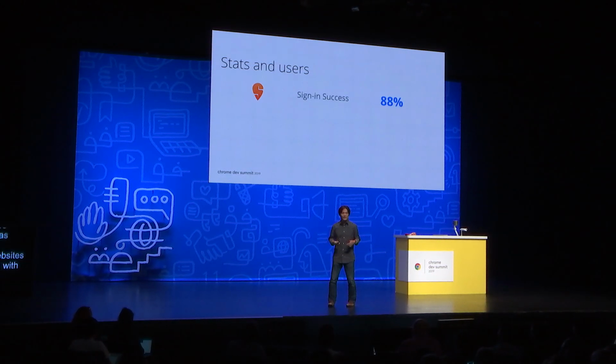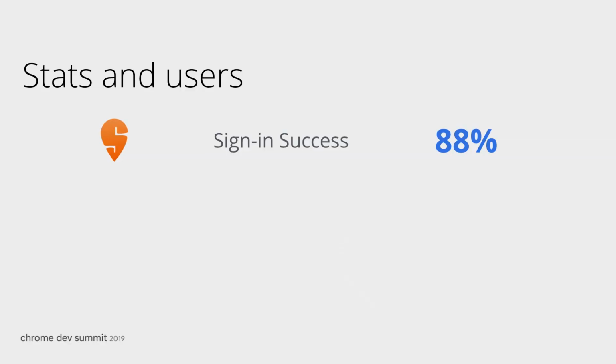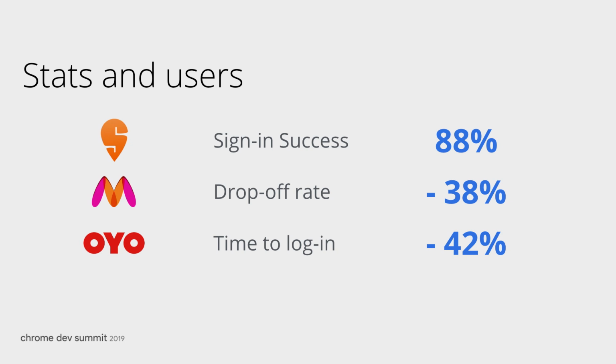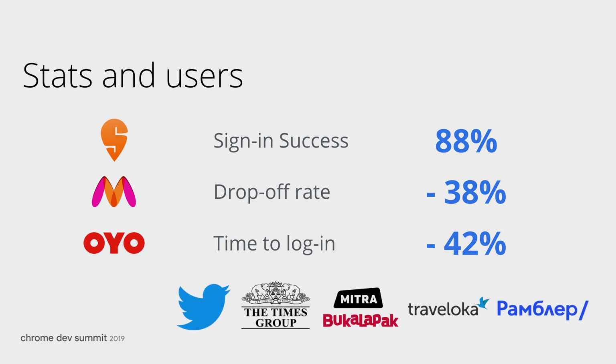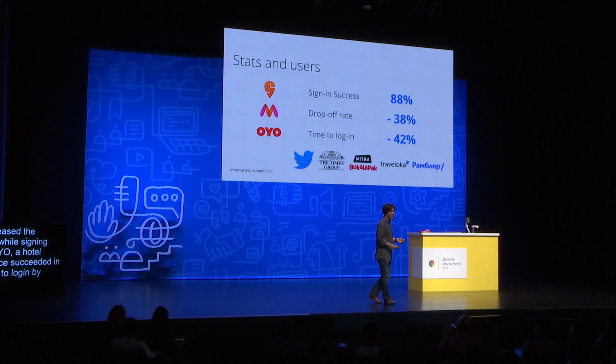Swiggy, India's largest on-demand food delivery platform, achieved a sign-in success rate of 88%. This number is on par with that of their native app. Myntra, a fashion e-commerce player in India, decreased the drop-off rate while signing in by 38%. Oyo, a hotel booking service, succeeded in reducing time to login by 42%. These are all impressive numbers, and there are more companies trying out this API.